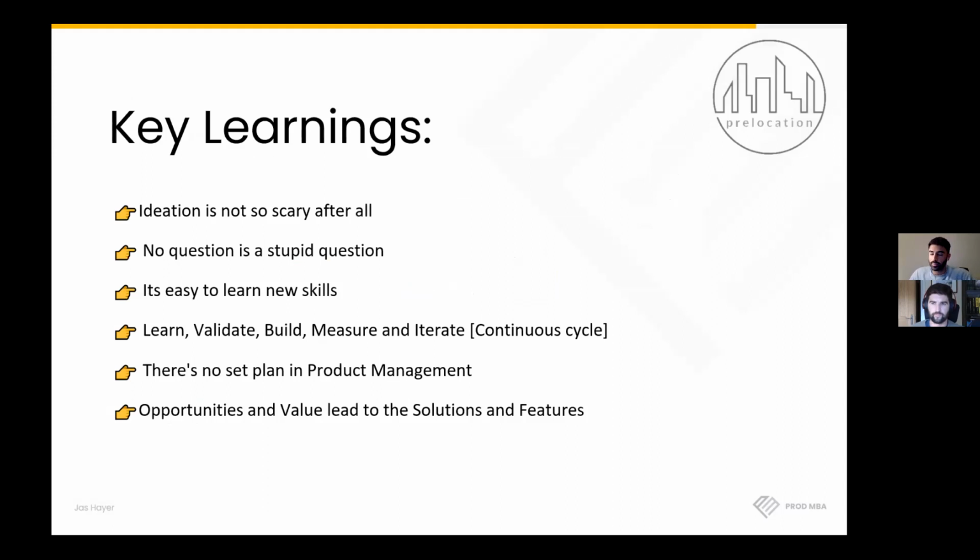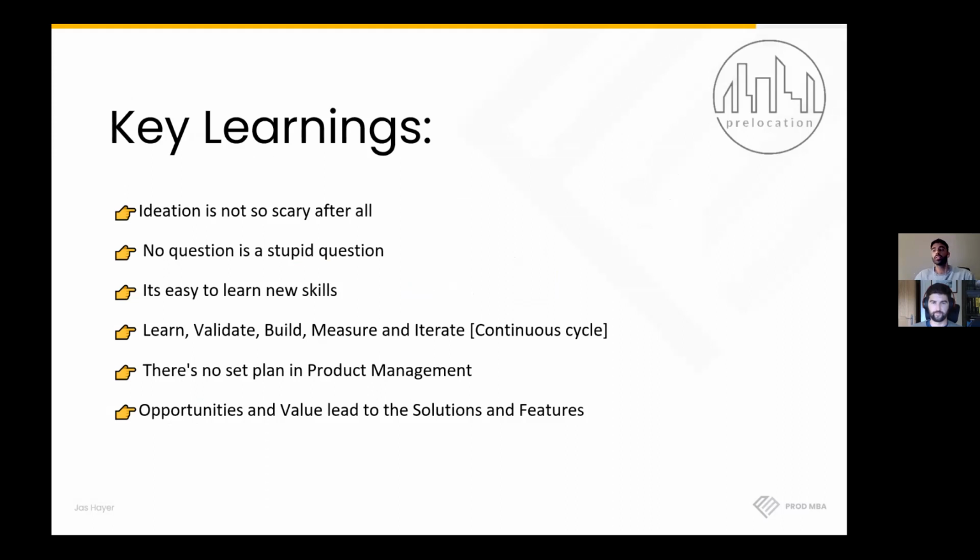Key learnings. So ideation is not so scary after all. I think once we got at the start when we was thrown into the deep end, I really did struggle with the ideation thing, but I think I was looking at it from a point of view that you have to come up with something new and innovative, but that's not always the case. You don't need to reinvent the wheel. Sometimes you can improve on an existing problem, which I've done in this case.